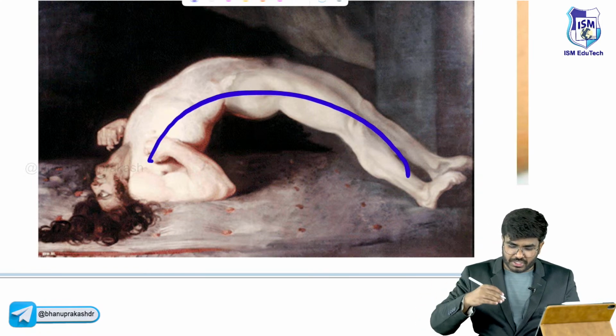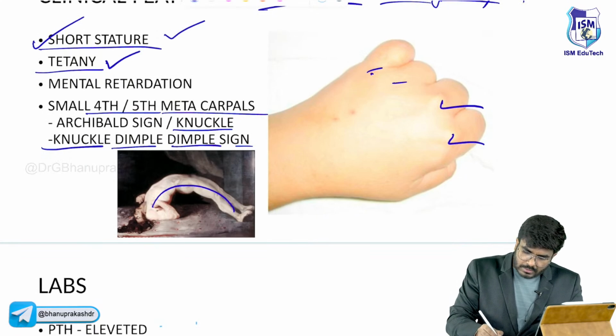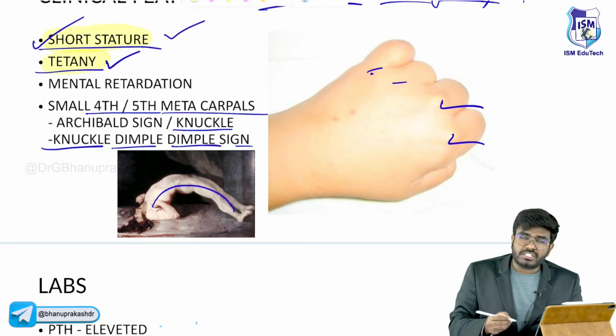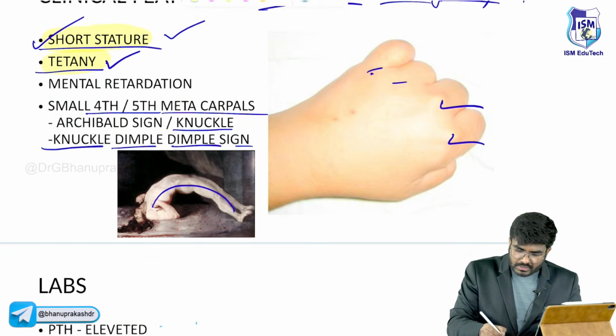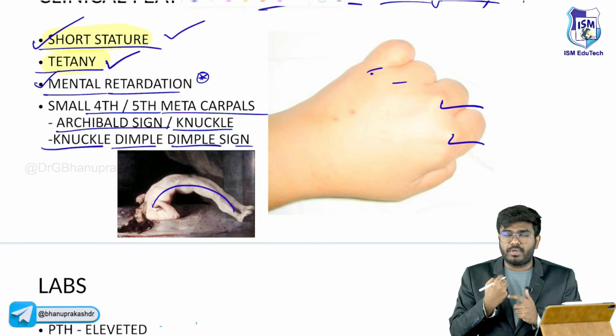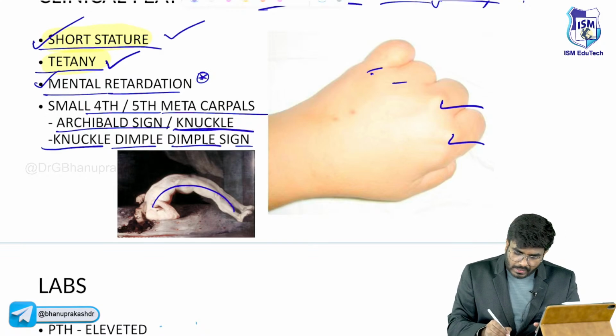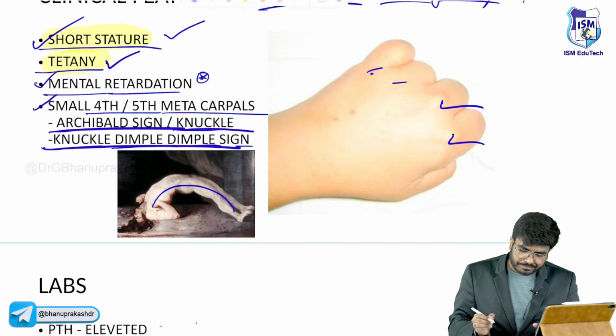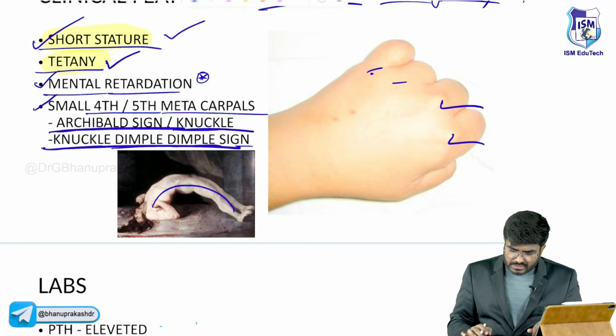Okay, so tetany is going to be there, short stature, and there can be mental retardation. Even in this patient, there can be mental retardation. There can be Archibald sign or knuckle dimple sign. Okay, so these are the things which I want you to know.